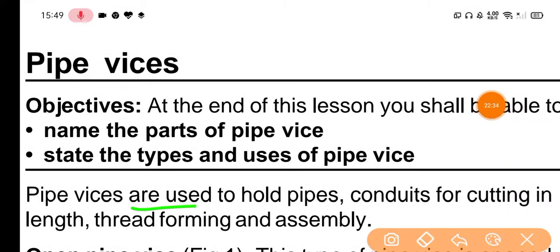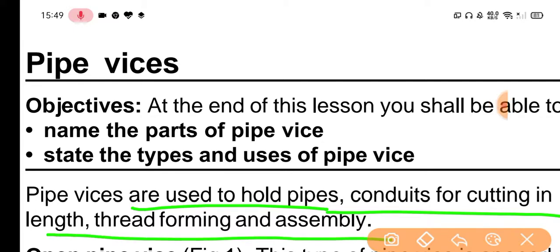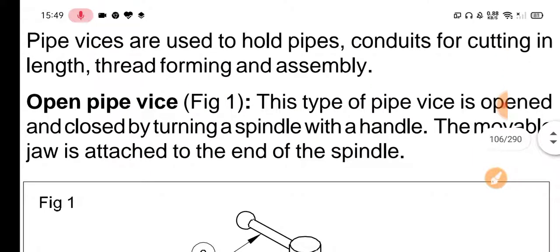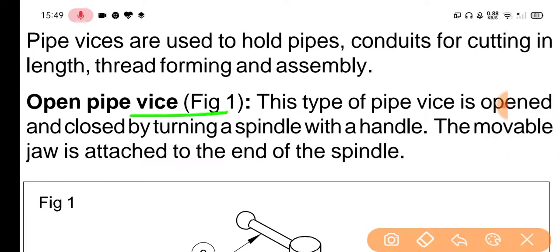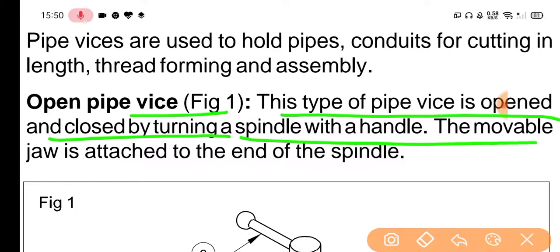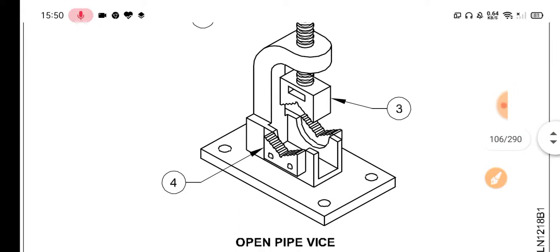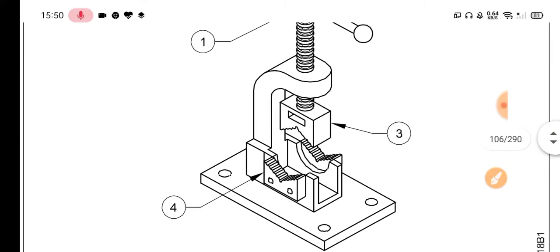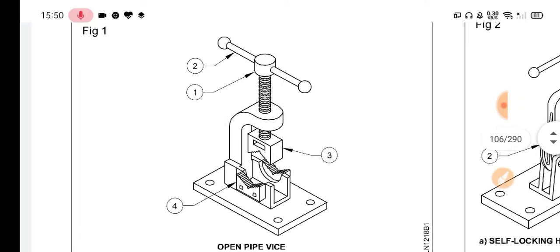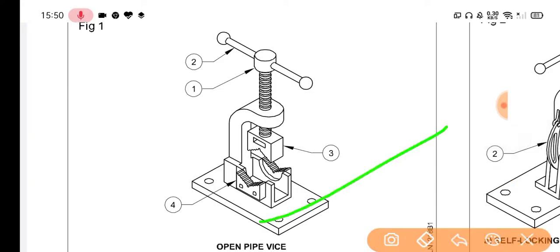Pipe vises are used to hold pipe and conduit for cutting to length, thread forming, and assembly. One is the open pipe vise. This type of pipe vise is opened and closed by turning a spindle with a handle. The movable jaw is attached to the end of the spindle. This is the open pipe vise.